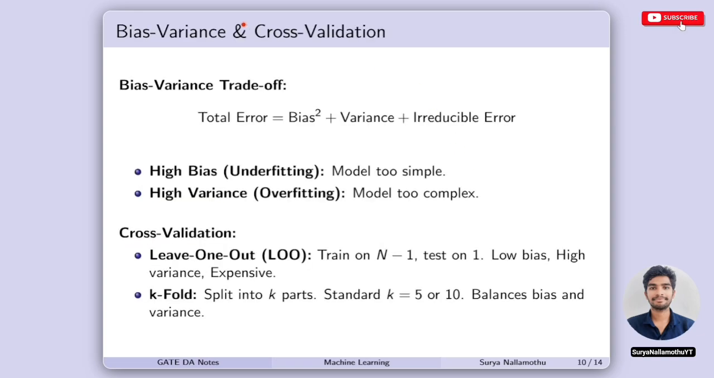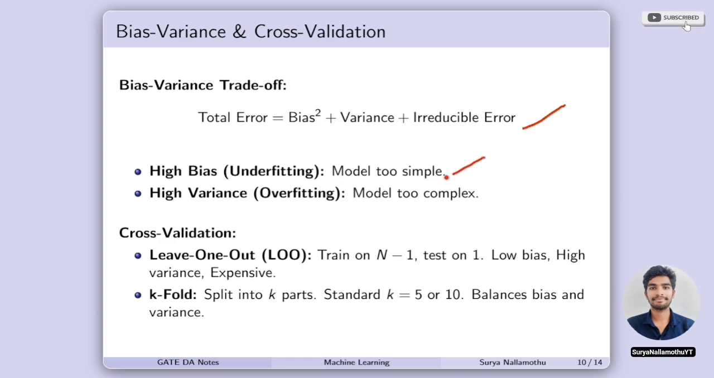Next, bias variance and cross validation. The bias variance trade-off helps in calculating the total error. In machine learning, the main important problems are overfitting and underfitting. We solve overfitting by applying different regularization techniques, and for the underfitting problem we work on reducing the bias. With high bias, the underfitting problem occurs.